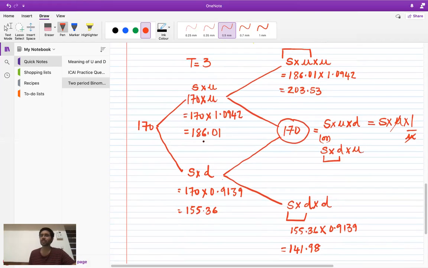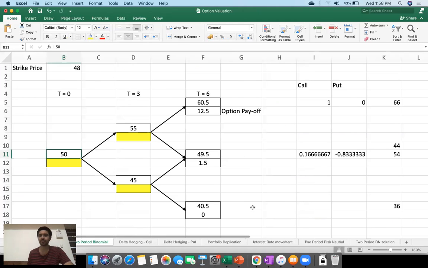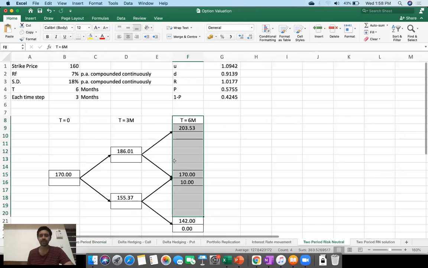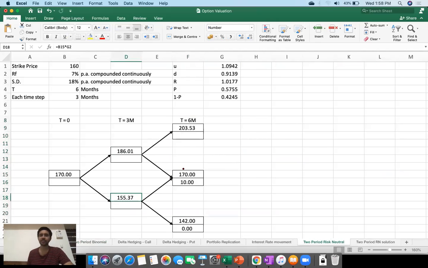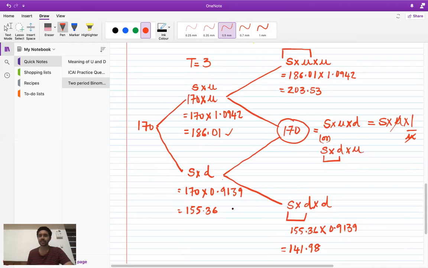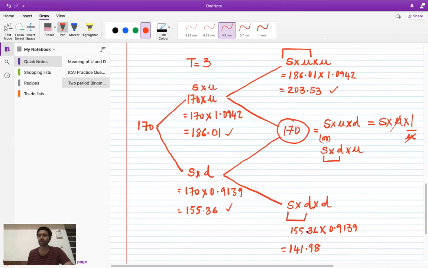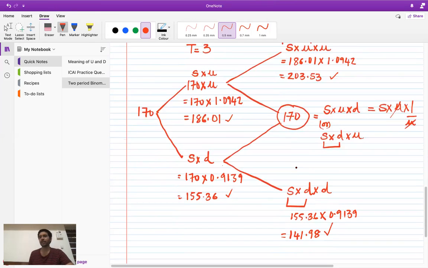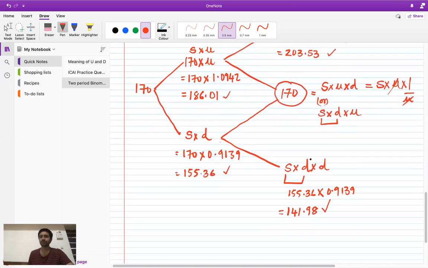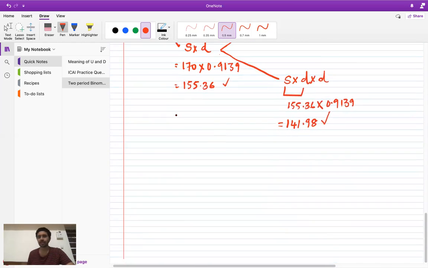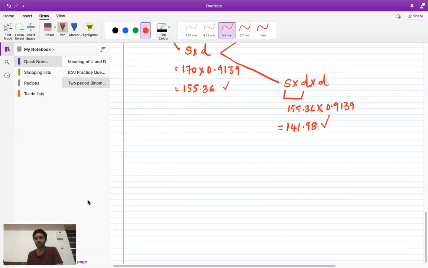So we found out the share prices as well. Let us quickly match these share prices with what we have in the Excel file. It is 186.01, 155.37, 186.01, 155.37, 203.53, 170 in the middle, and 142 at the bottom node, 141.98. Perfect. Okay, so this is our binomial model, let me redraw it neatly without the formula, etc.